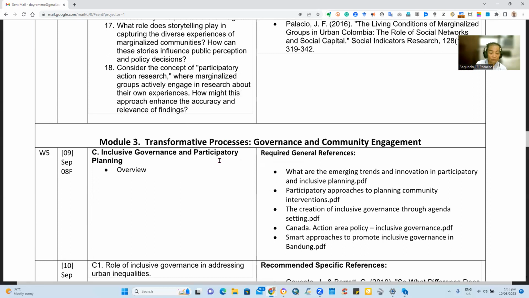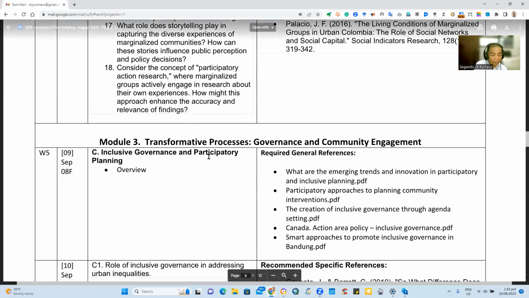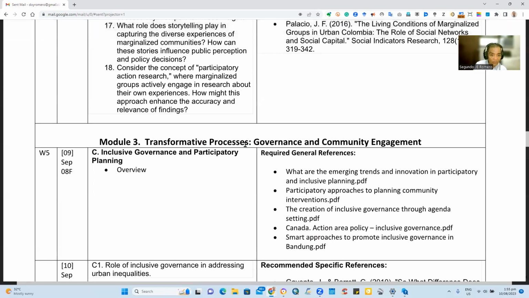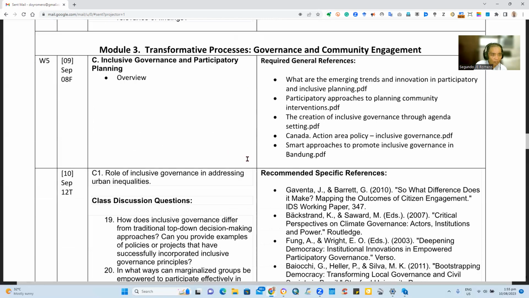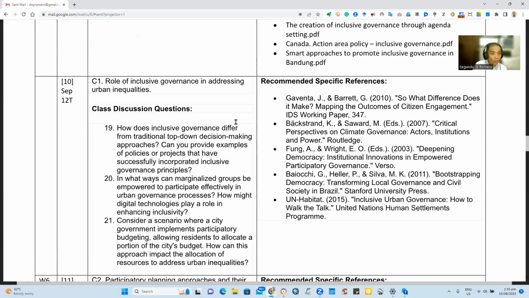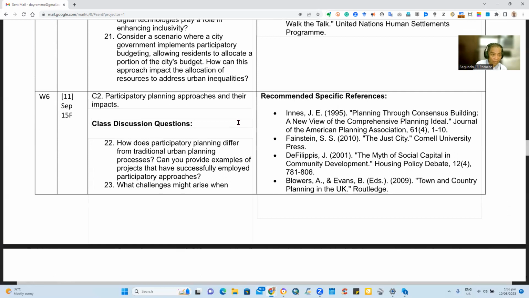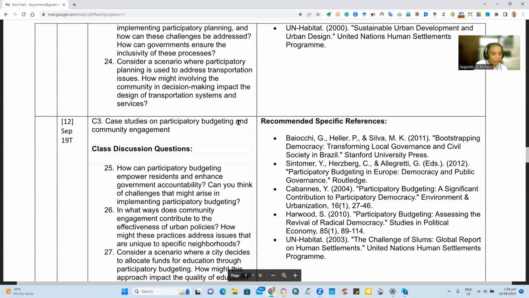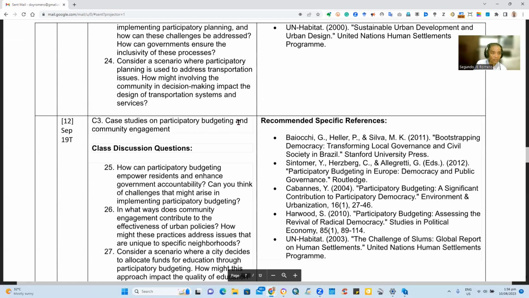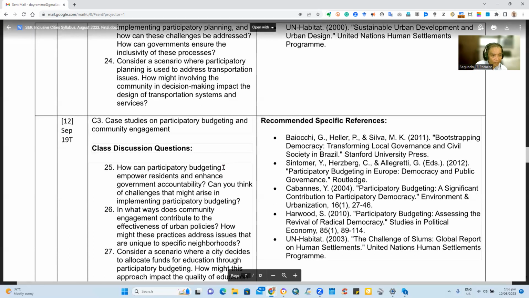And then we move into Module 3, where, again, you have the required readings here. But here we're talking about transformative processes, governance, and community engagement. So we have C1, Role of Inclusive Governance in Addressing Urban Inequalities, Participatory Planning Approaches and Their Impacts, Case Studies on Participatory Budgeting and Community Engagement. You will notice that we are always trying to look at case studies because we want to look at empirical reference as real cases. Okay.